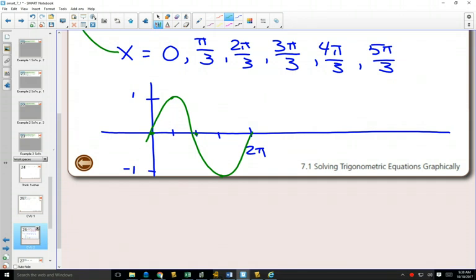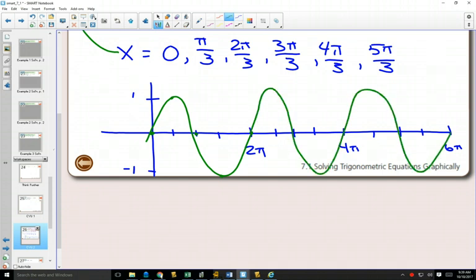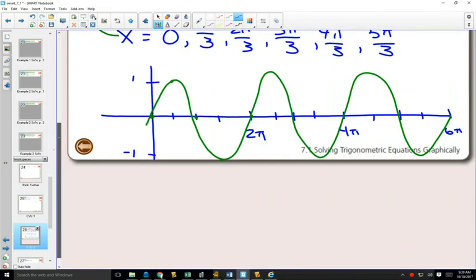And in 3 full revolutions, I'd also hit 4 pi all the way to 6 pi. Divide that into 4 sections, divide this into 4 sections. Middle to max to middle to min to middle to max to middle to min to middle. This whole graph, so this green graph here, this is y equals sine x.